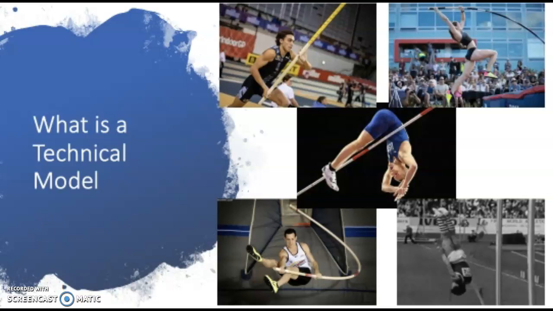A technical model is an ideal performance or technique that is effective and can be idealized if it is seen as a perfect technique. Or on the other hand, it can be used to show what you should not be doing if it is easier to explain that way. However, most of the time, a technical model is something that is seen as the ideal or perfect technique for a particular performance or even a small fraction of a performance.